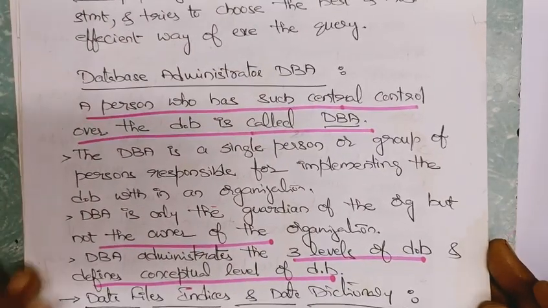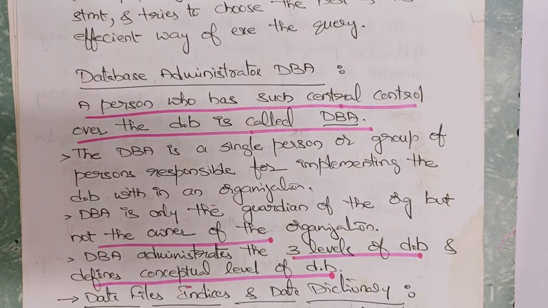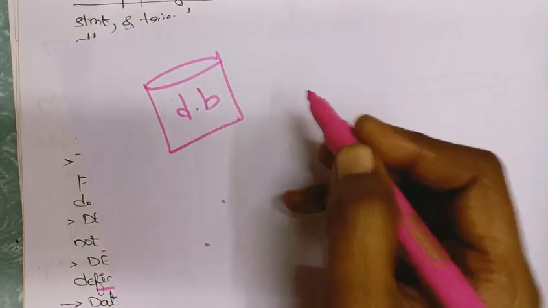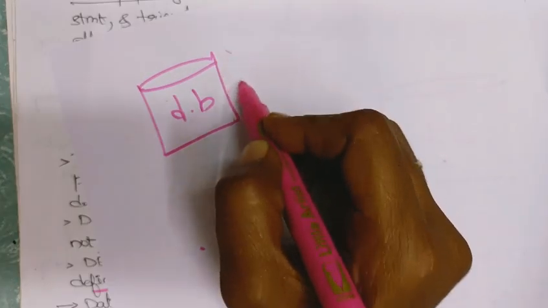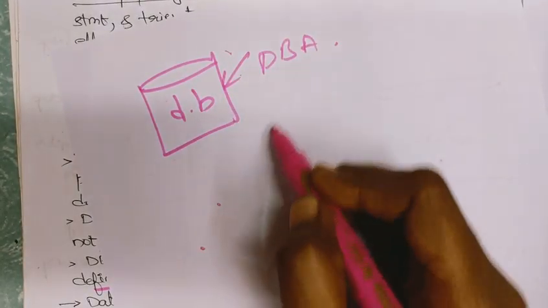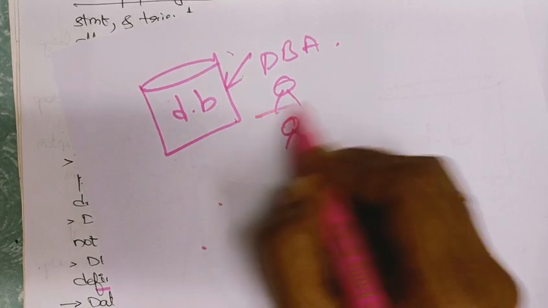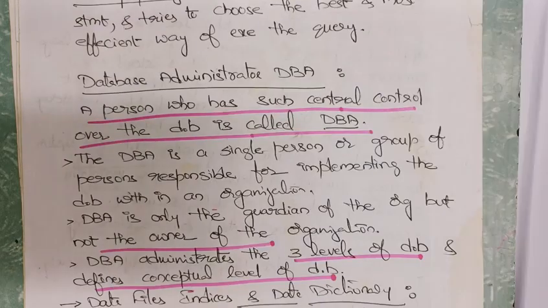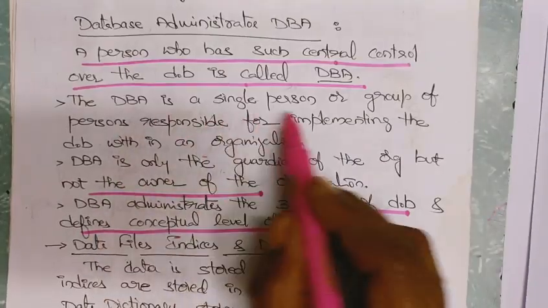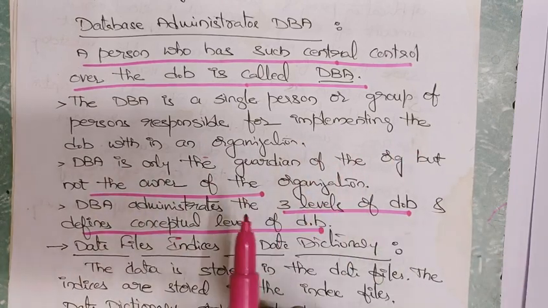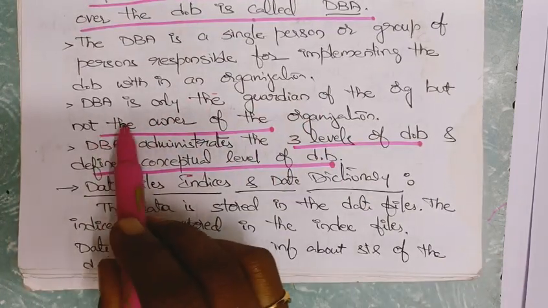Database administrator: a person who has such central control over the database is called a database administrator. Who will create the database and who has such central control over this database is called a database administrator. A database administrator may be a single person or a group of persons responsible for implementing the database within an organization.